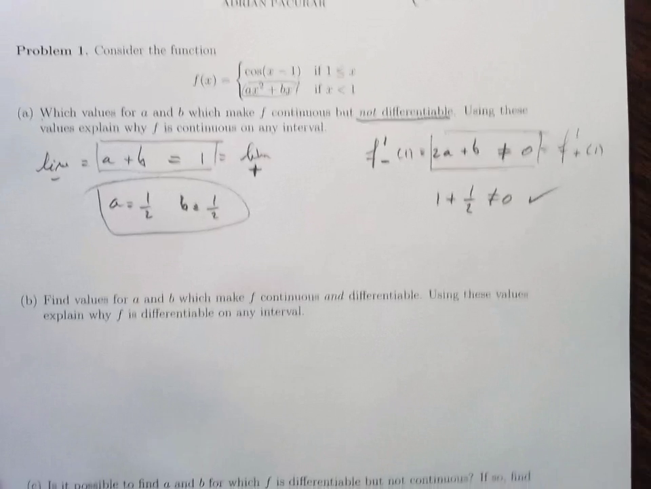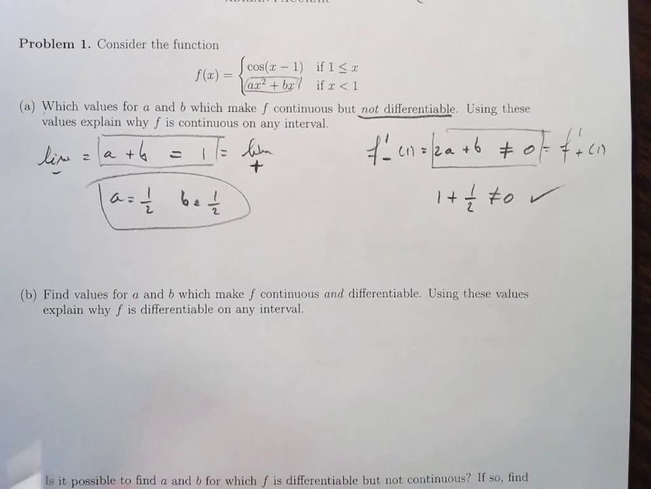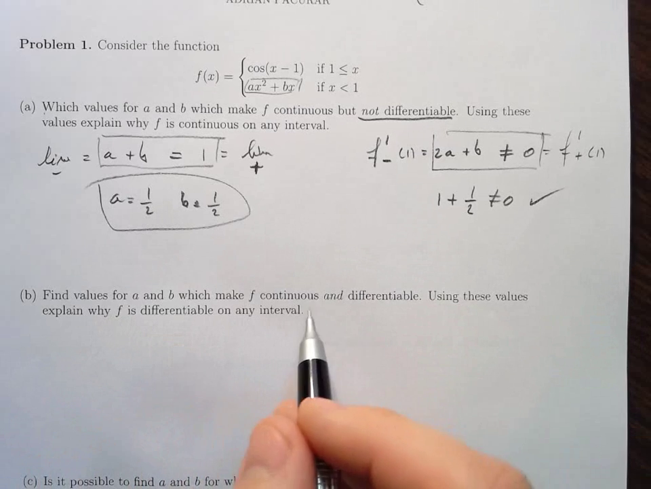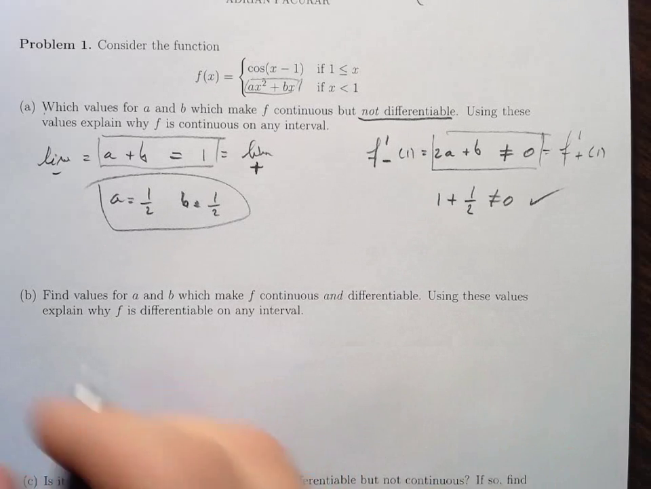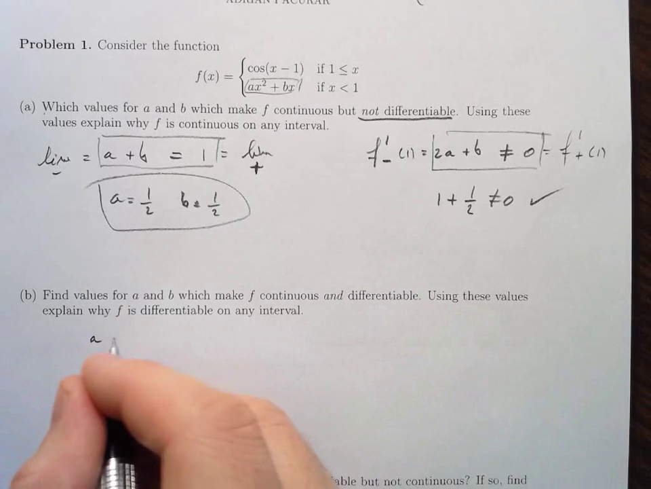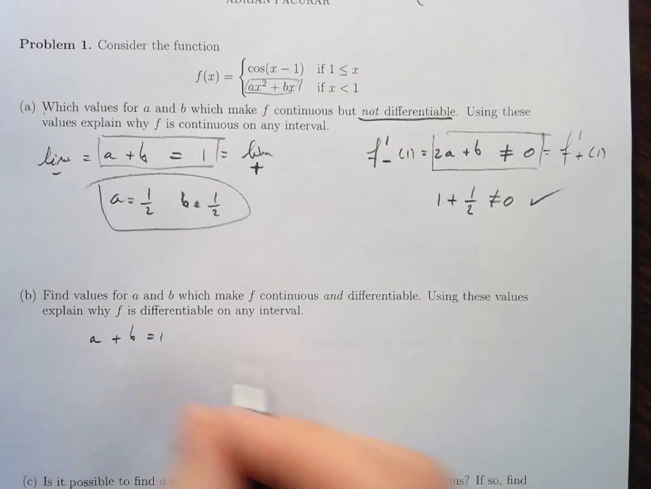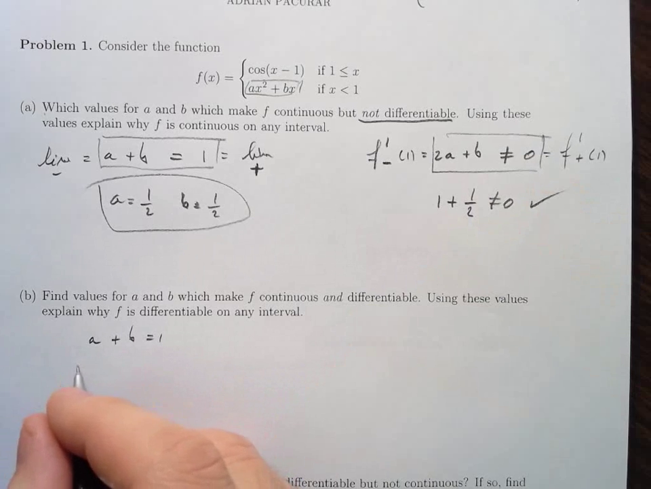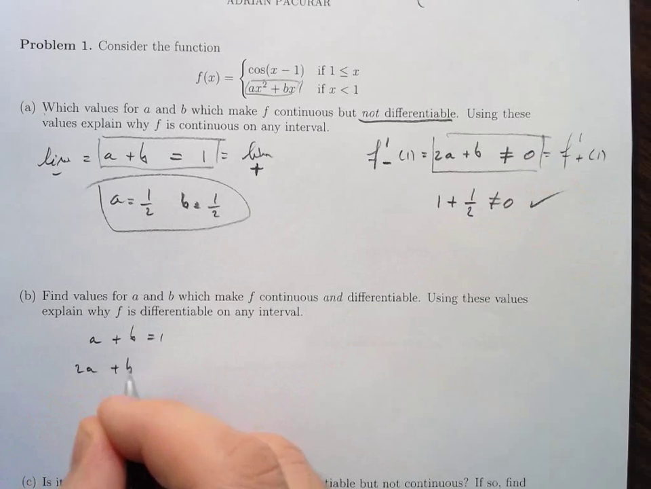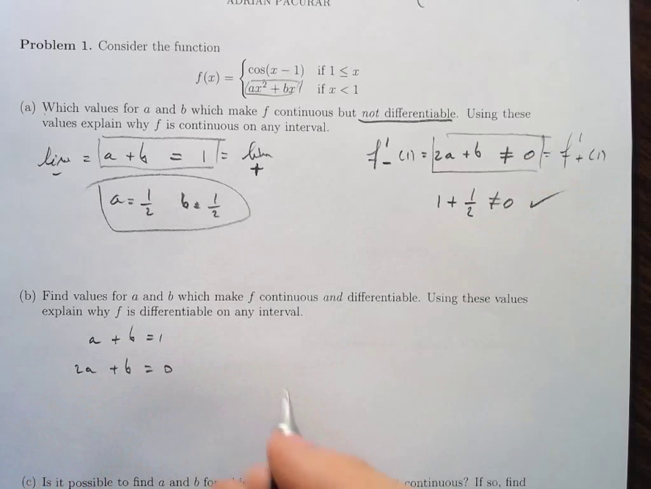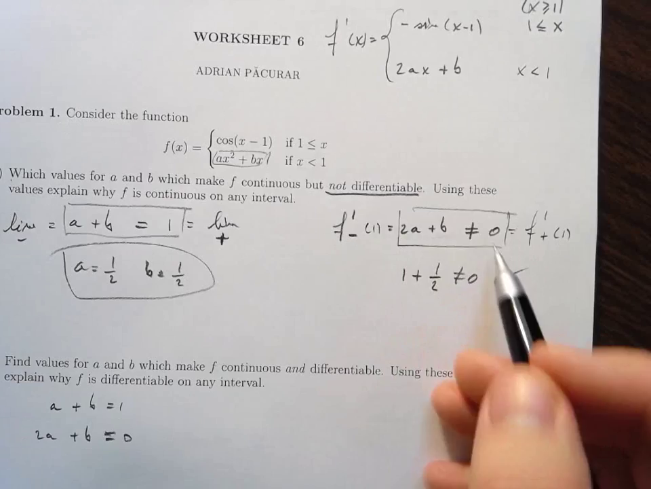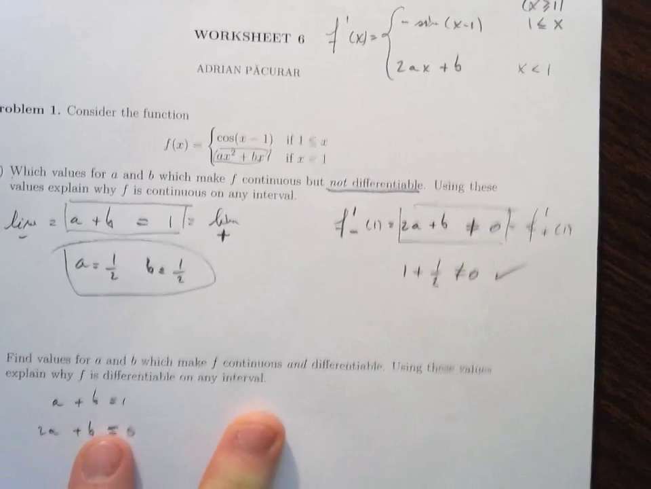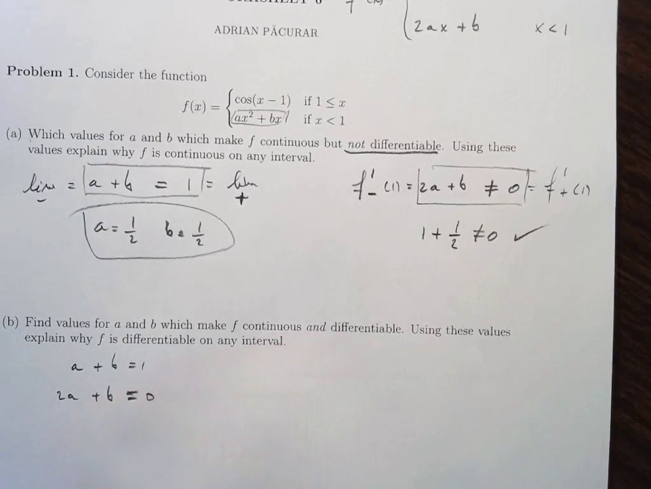Now part b is asking us to find a and b that are going to make our function continuous and differentiable. So that means we have to solve the system a plus b equals 1, and at the same time 2a plus b equals 0, because we actually want the derivative from the left to equal the derivative from the right. That's what's going to make our function differentiable and continuous.